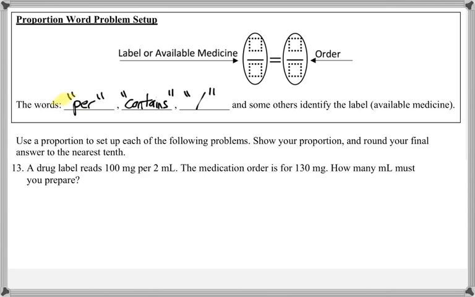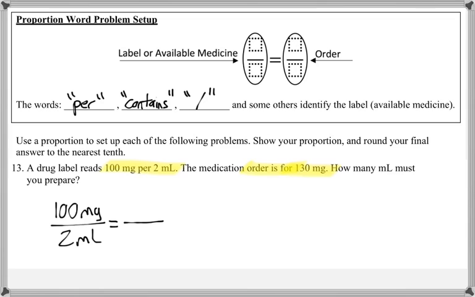So I'm kind of looking for these words, and I see per right here. So this is my available medicine. This is my label. So 100 milligrams over 2 milliliters. And then I'm going to set that equal to the order. And the order is for 130 milligrams.